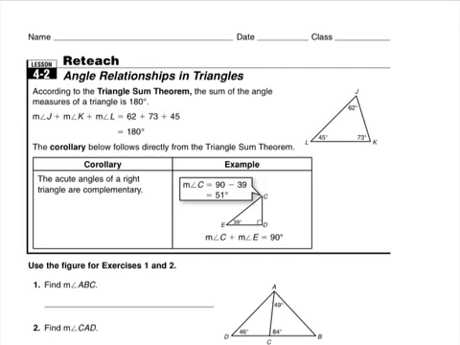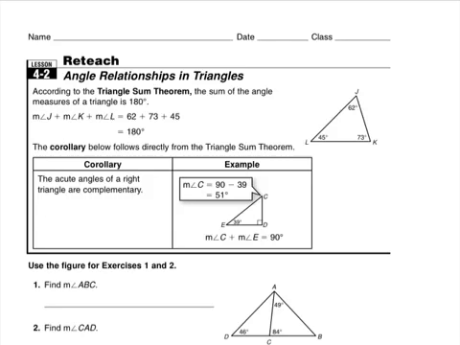Related to that is this. It says the acute angles of a right triangle are complementary. I want you to think about what that means. If you have a right triangle, which means you have one 90-degree angle, what does complementary mean? Adds up to 90. So what this corollary is saying is that if you've got a 90-degree angle, the other two angles are complementary, or the other two angles add up to 90.